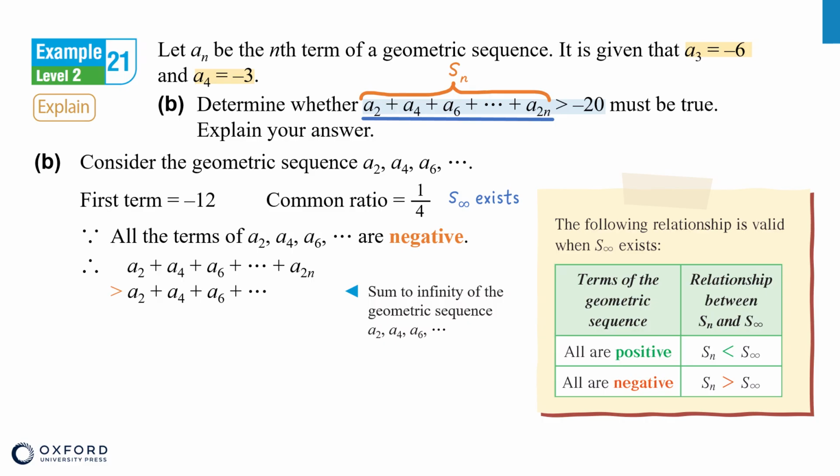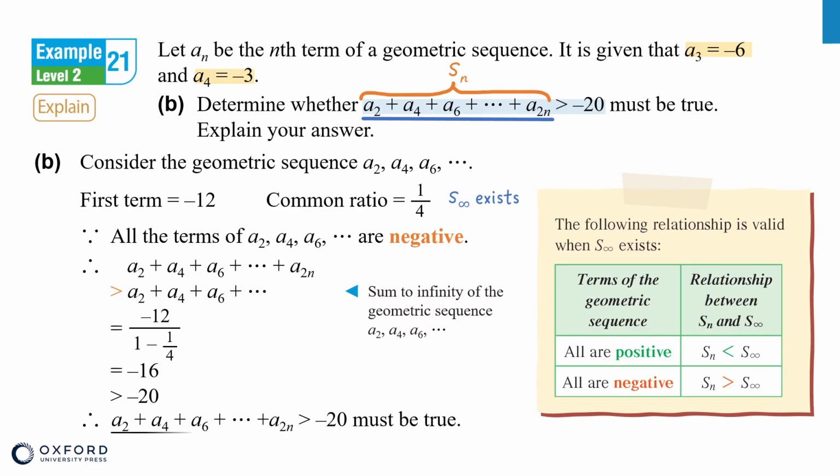By the formula of sum to infinity, the first term, -12, over 1 minus the common ratio 1/4, we have the sum to infinity equals -16, which is greater than -20. Therefore, the sum of A2, A4, A6 until A2n being greater than -20 must be true. That's it.